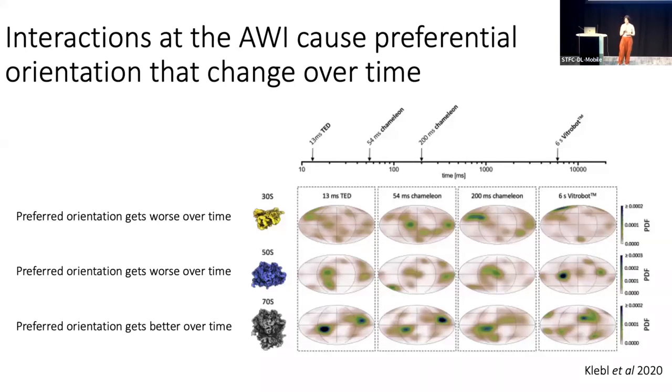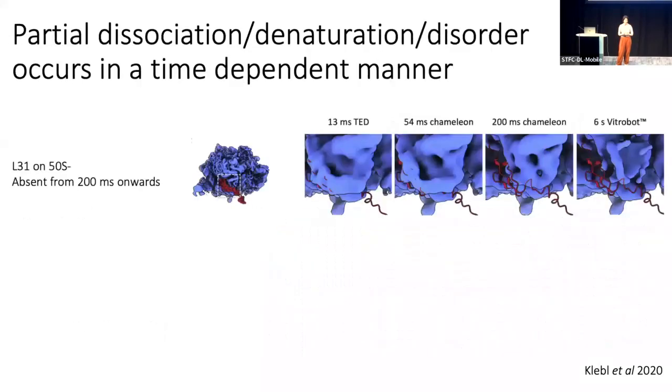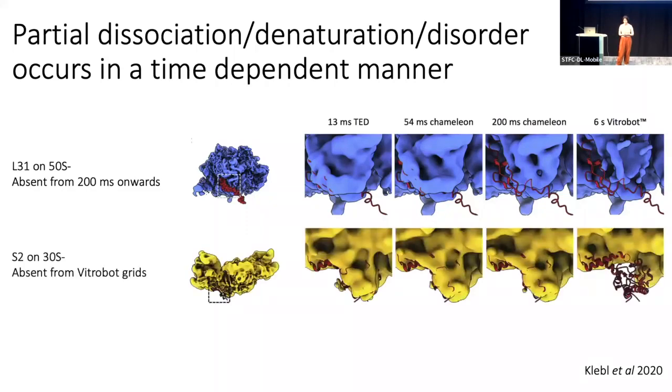And I think for me, the really interesting thing about that is that the preferred orientation is not necessarily linear. So some of them will get worse over time, some of them will actually get better. So I think, again, that just shows that not all biological specimens behave in the same way. We've also been able to show that you will get regions of proteins which either dissociate, denature, or become disordered, again, in a time-dependent manner. And again, how long it takes varies according to the specific region of a protein that we're looking at.